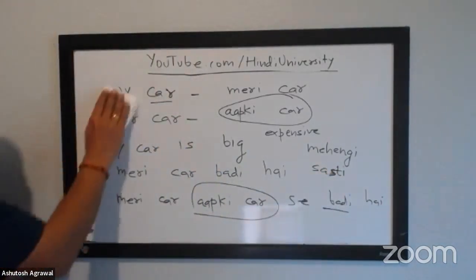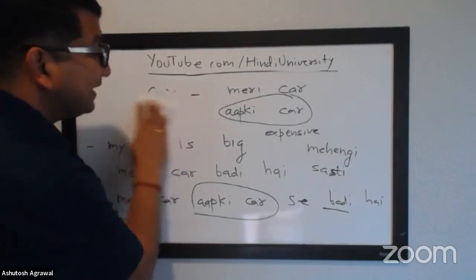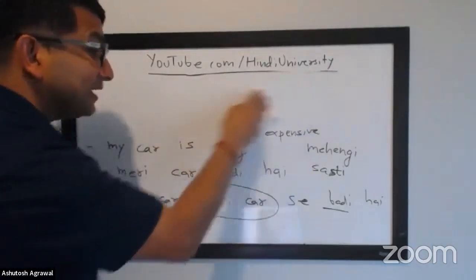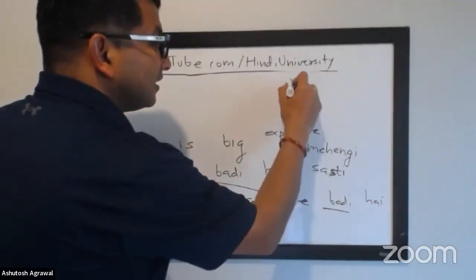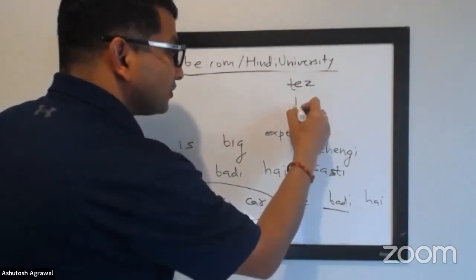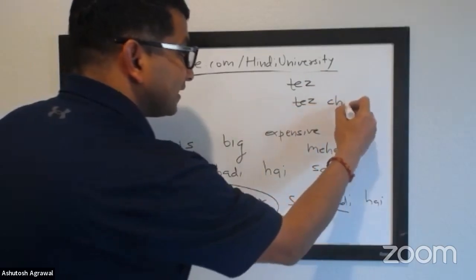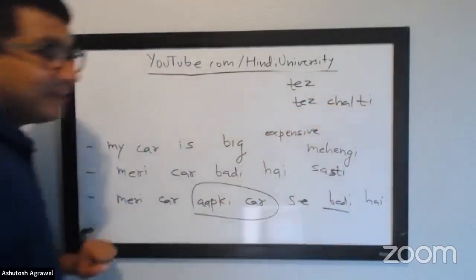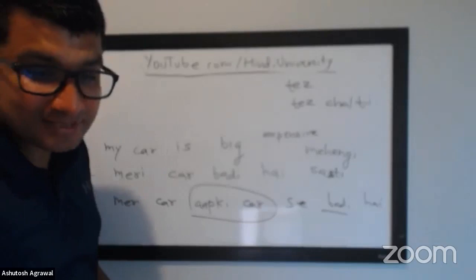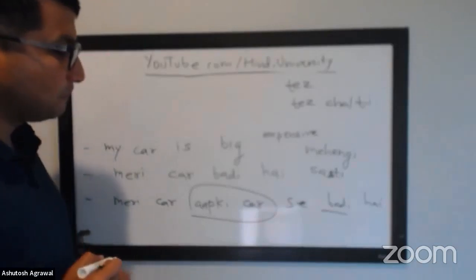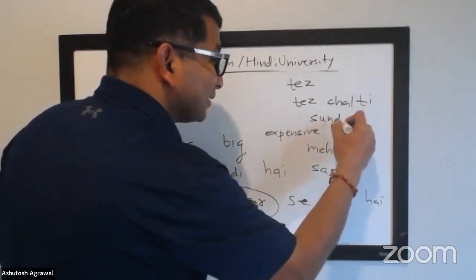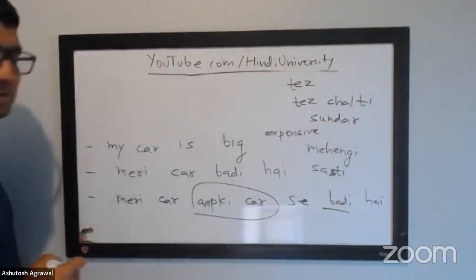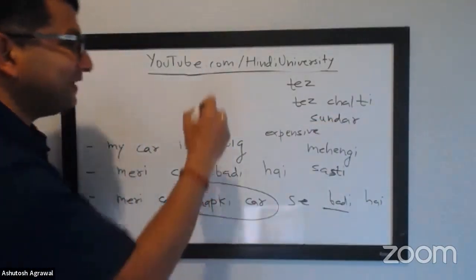तेज. Okay, very good. So मेरी कार आपकी कार से तेज है, or you can also use the verb here, तेज चलती है. That's a good one too. What else? सुंदर है. Very good. साफ है. Awesome.